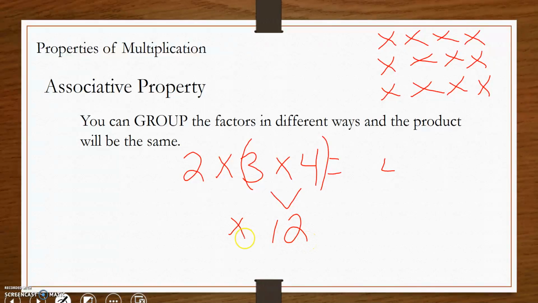And I can multiply that by 2. And 2 times 12, it's a double, 12 plus 12. I'm not even going to draw it out. I know that that also equals 24. So it doesn't matter which 2 numbers I multiply together first, I'm still going to get my same answer, and that's our associative property.